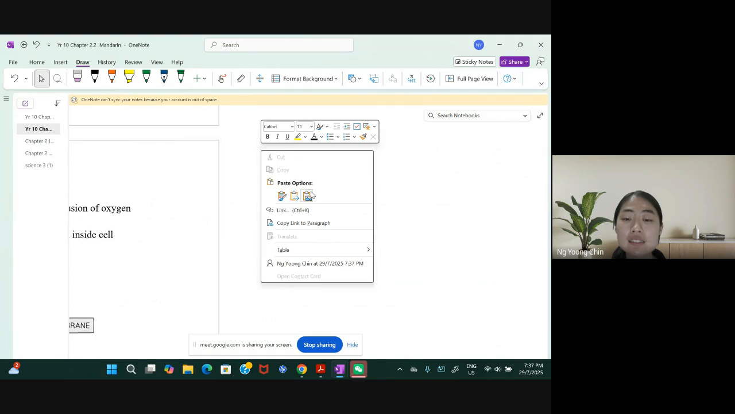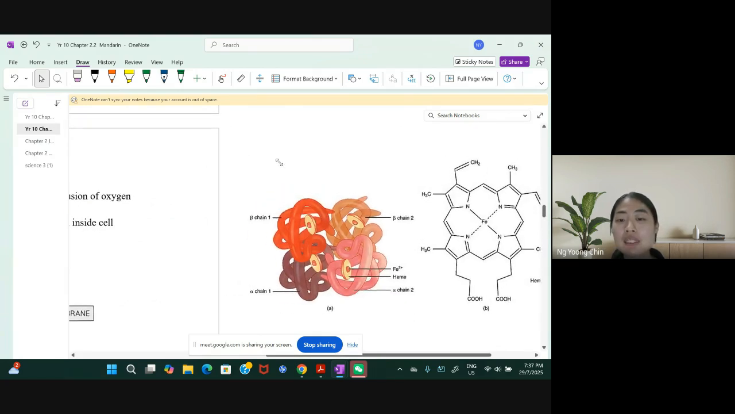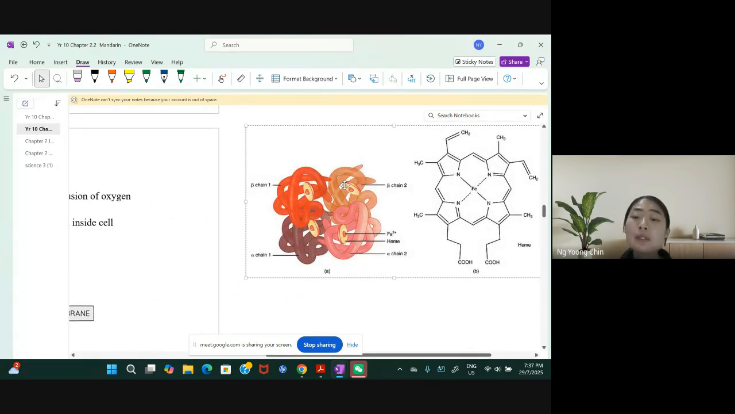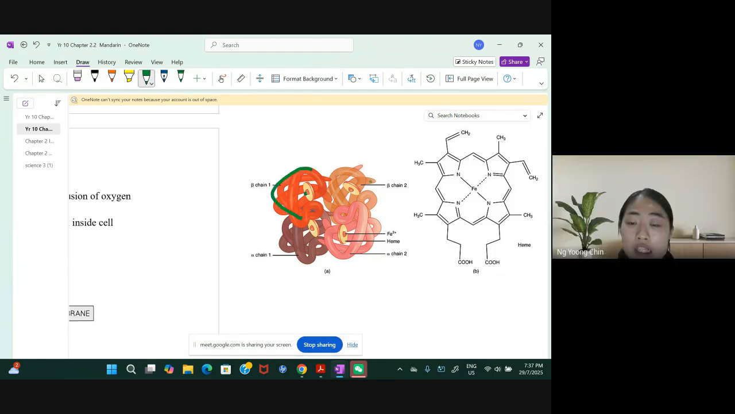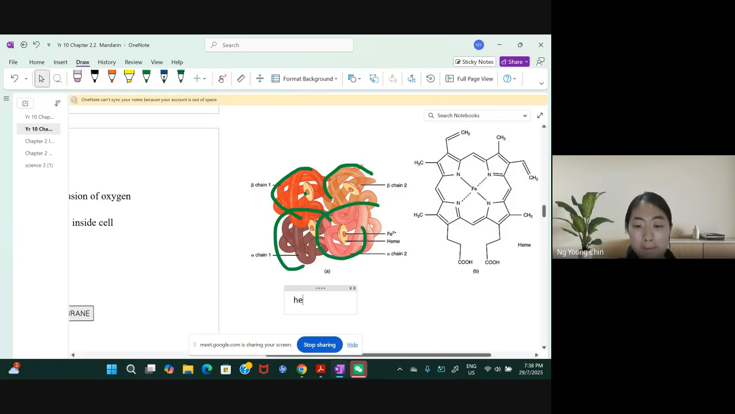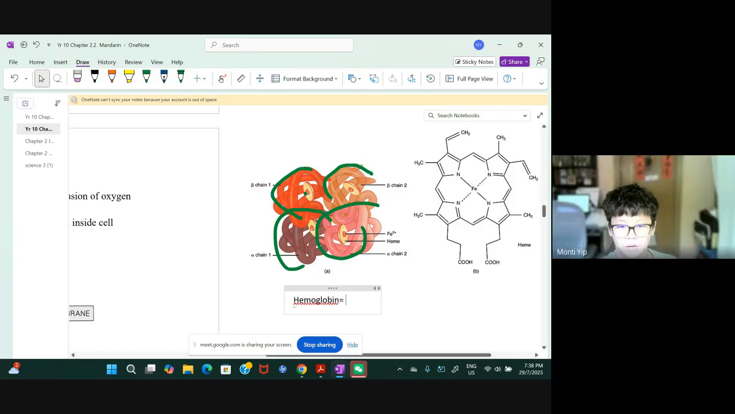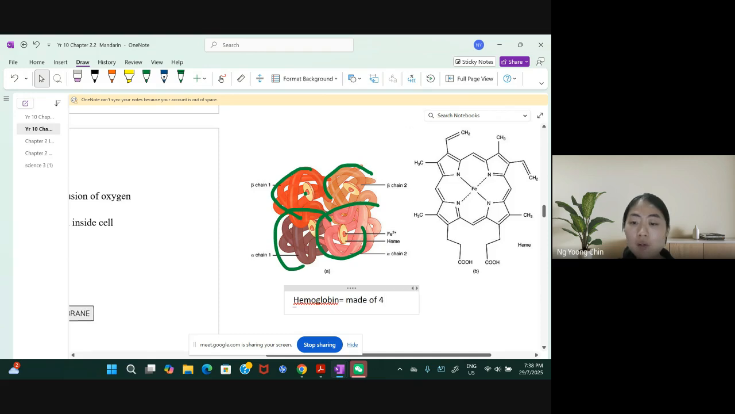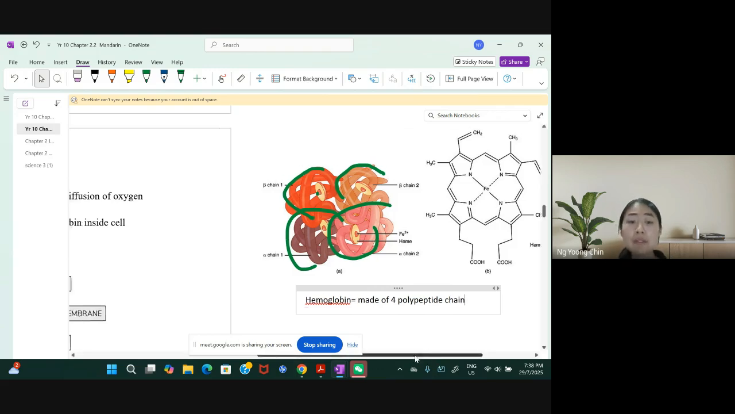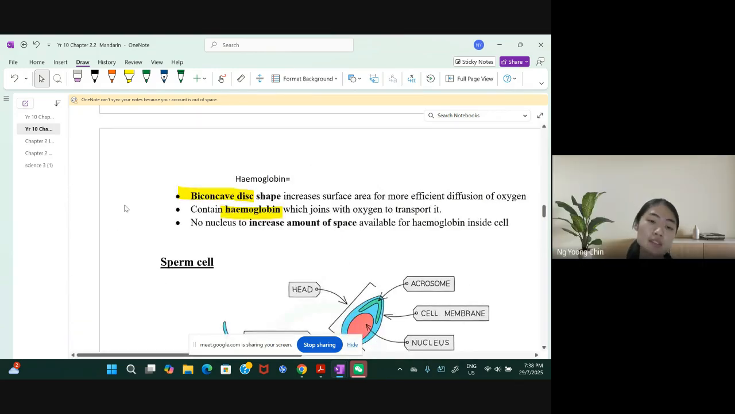This is the example of the red blood cell. Where's the hemoglobin? This is actually hemoglobin. You can see it looks like a chain, right? There are 4 chains here. This is made of a whole polypeptide chain. So just remember that hemoglobin is a protein.